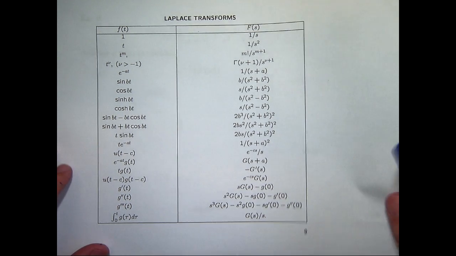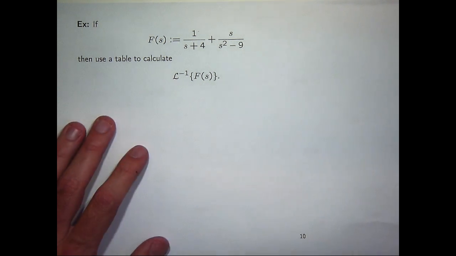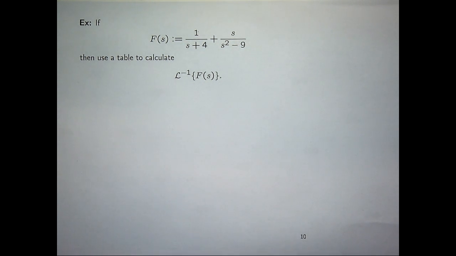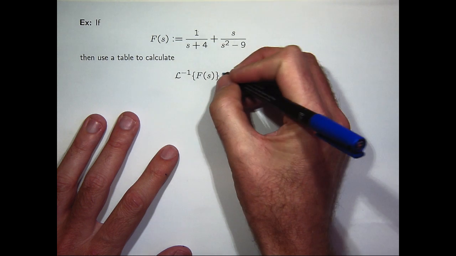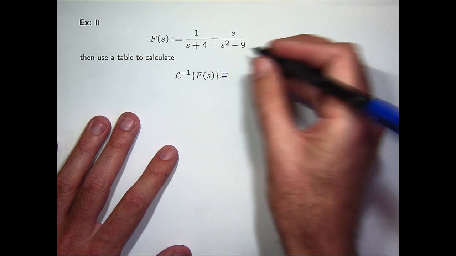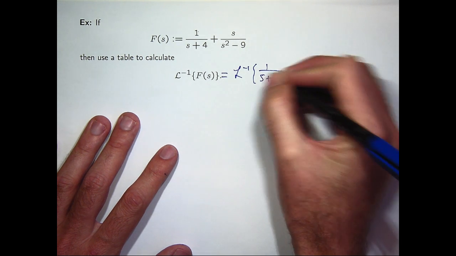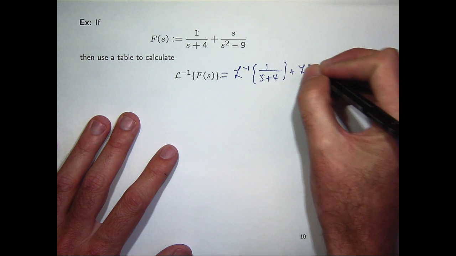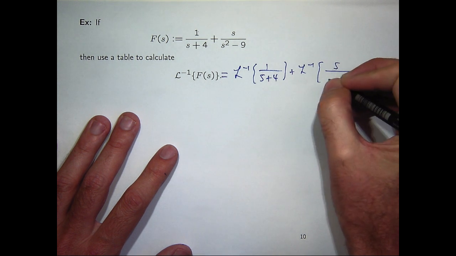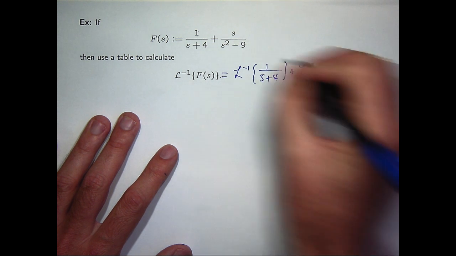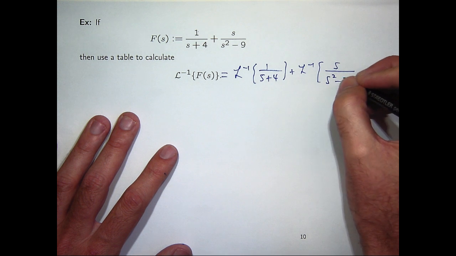Okay, so let's have a look at the following simple example. Here I've got a function of s. I want to use a table to calculate the inverse transform. Using the linearity of the inverse transform, I can write it like this. Now I can sort of reduce that 9 to a 3 squared.